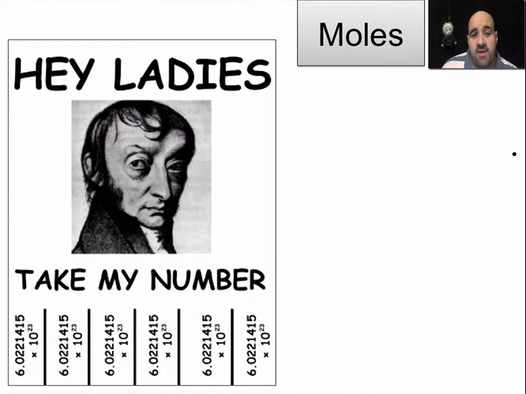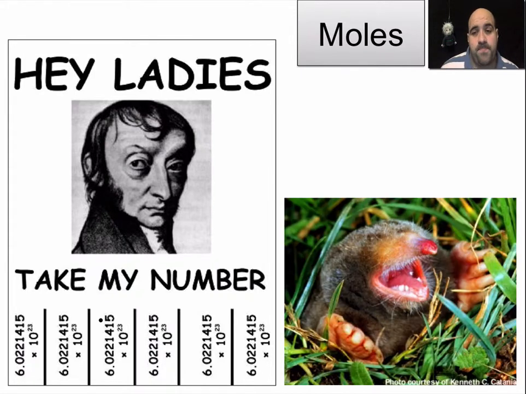You can see an image over here. Hey, ladies, take my number. I actually have this outside my door as a meme. And the reason is this number right here is extremely important in chemistry. It's called Avogadro's number, and this, of course, is Avogadro, the scientist who it is named after. 6.022 times 10 to the 23rd. And we're going to talk about what moles mean.